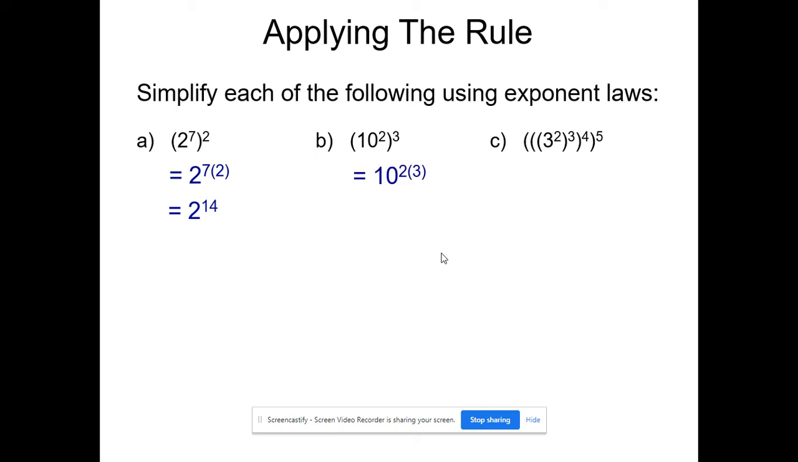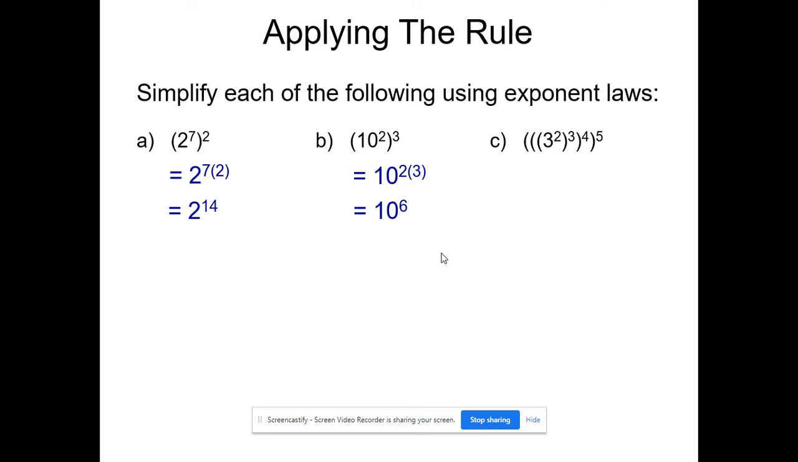Our next example, I have 2 to the 10 to the power of 2 to the power of 3. So since I have a power on a power, I'm going to multiply those powers together, and 2 times 3 is 6. So it is 10 to the power of 6.